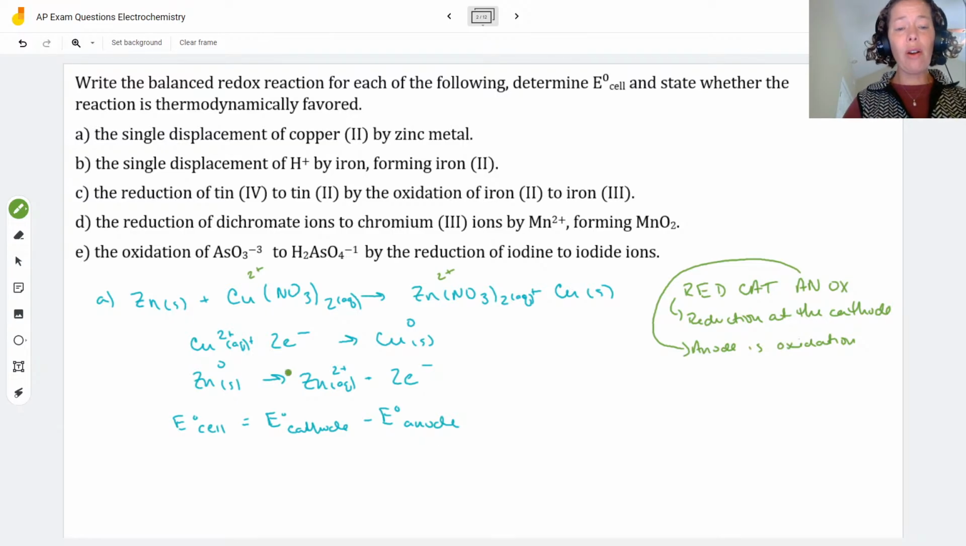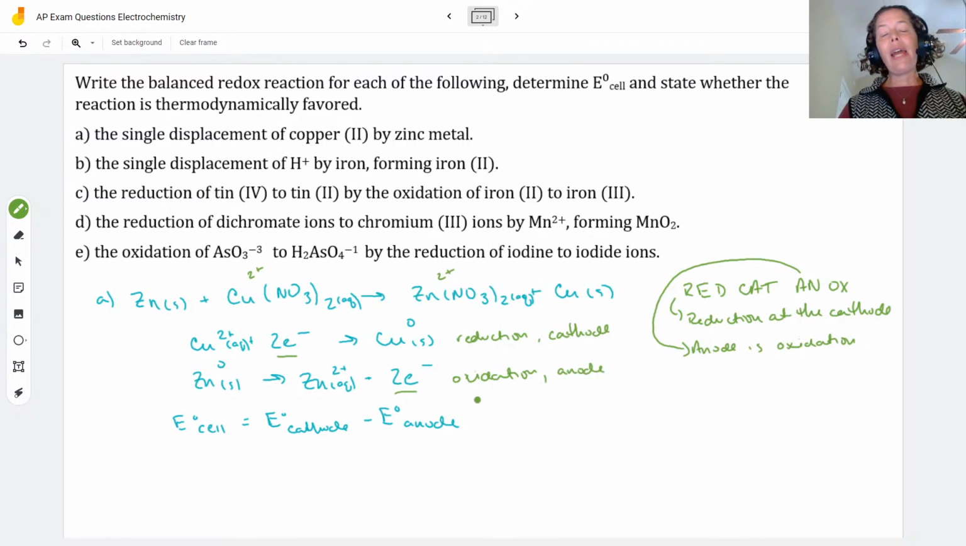So for our reactions right here, our copper is undergoing reduction because the electrons are on the left-hand side. And so this is going to be our cathode. Our zinc is undergoing oxidation. Again, electrons are on the right-hand side, so this is our anode. So now we know what numbers to put in which places.